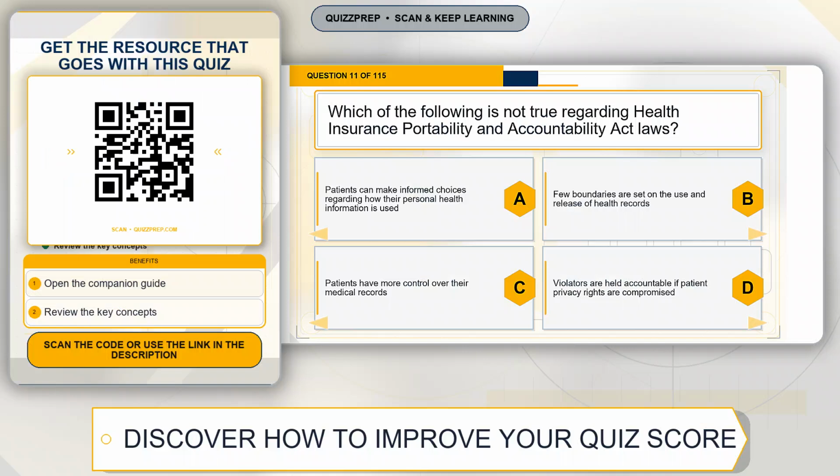Question 11. Which of the following is not true regarding Health Insurance Portability and Accountability Act laws? Option A. Patients can make informed choices regarding how their personal health information is used. Option B. Few boundaries are set on the use and release of health records.